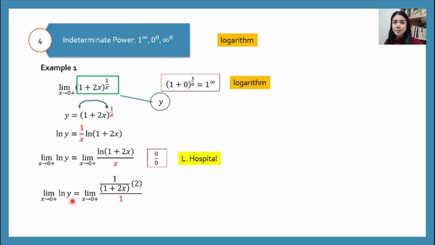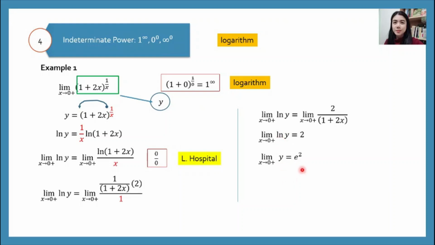Just ignore the left-hand side and concentrate on the right-hand side. Now, simplify them, so you will have this line. And then let's just substitute the 0 inside. So you have 2 over 1. Don't leave your answer in this way, so change it back. You will apply the exponent to both sides, so you will have y equal to e squared.